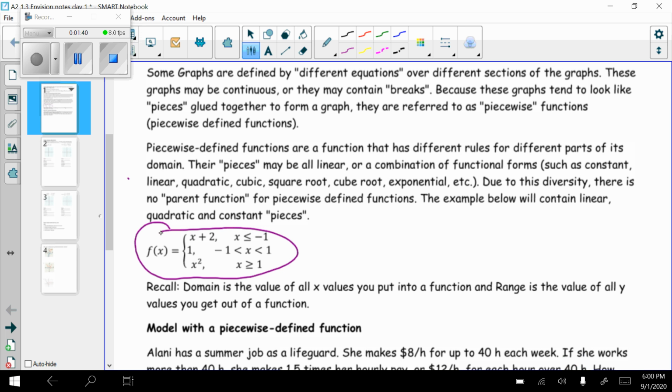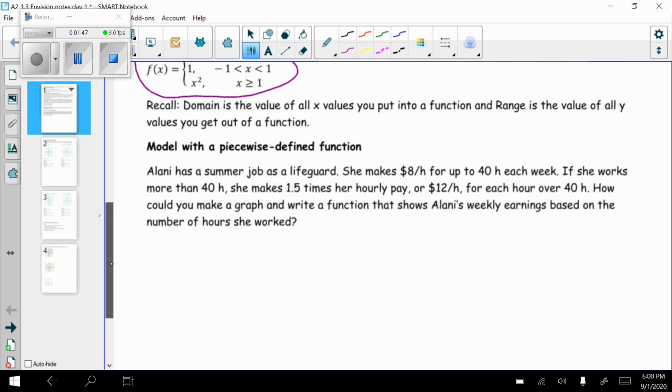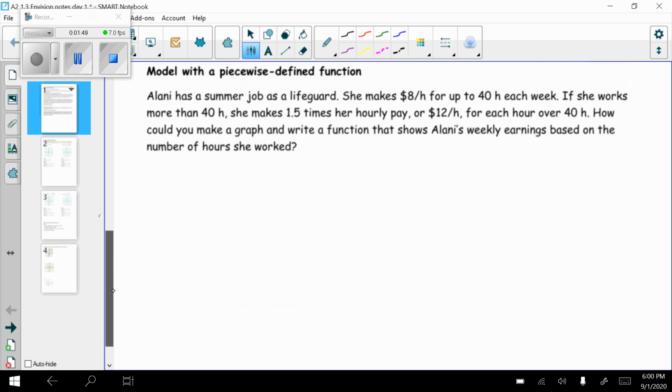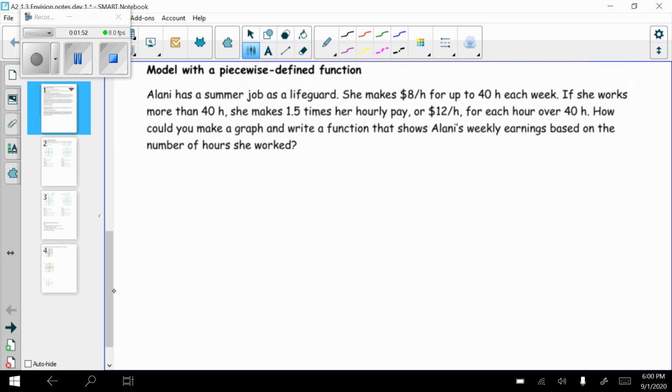So remember that domain is the value of your x's that you put in, range is all your y's that you get out. So first we're going to look at how to model with a piecewise function, which is just a word problem. So the problem says, Alani has a summer job as a lifeguard. She makes $8 an hour for up to 40 hours each week. If she works more than 40 hours, she makes 1.5 times her hourly pay, or $12 an hour, for each hour over 40 hours. First, how could you make a graph and write a function that shows Alani's weekly earnings based on the number of hours she worked?